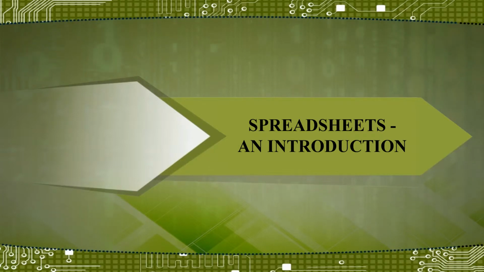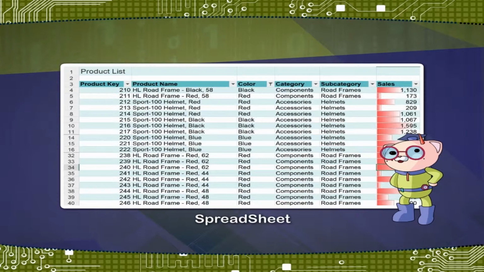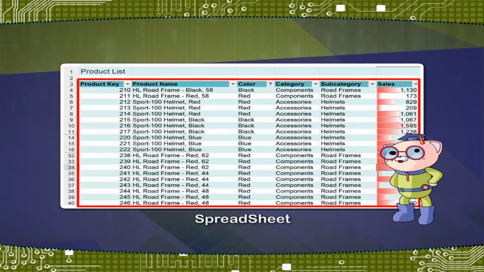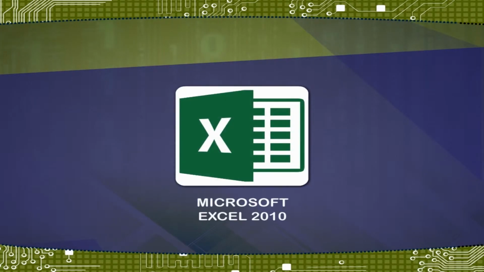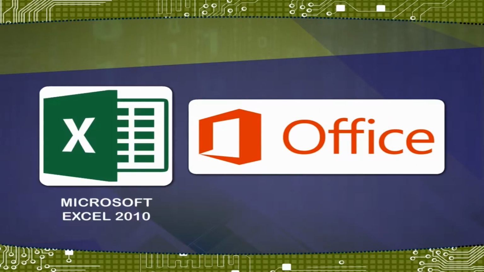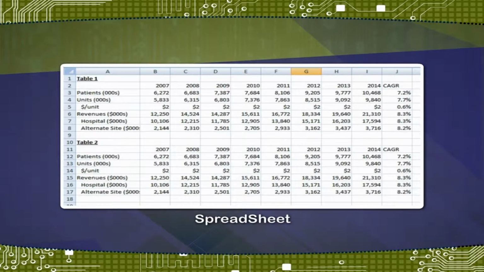Spreadsheets, an introduction. A spreadsheet is an interactive computer application program for analysis and storage of data in tabular form that can be manipulated and used for calculations. The program operates on data entered in cells of a table. Microsoft Excel 2010 is a spreadsheet application of MS Office 2010, which is used for storing data in tabular form, performing simple as well as complex calculations.